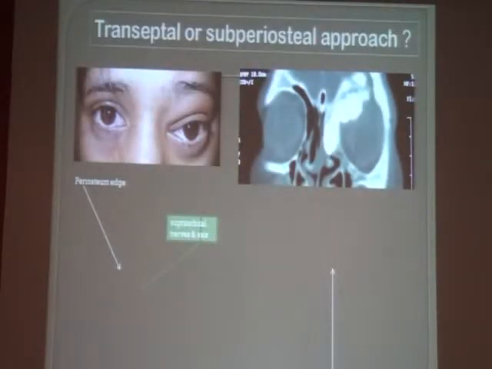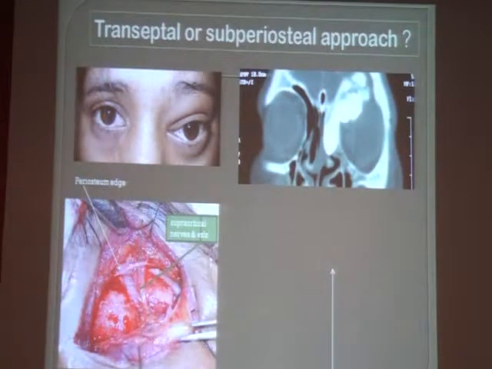Now here in this patient, what would we like to do? Here is an orbital osteoma, which is straddling the sinus as well as the orbit. So here we would prefer to do a subperiosteal approach. As we can see over here, this is the periosteal edge, and the neurovascular bundle is over here, the supraorbital nerves and vessels.